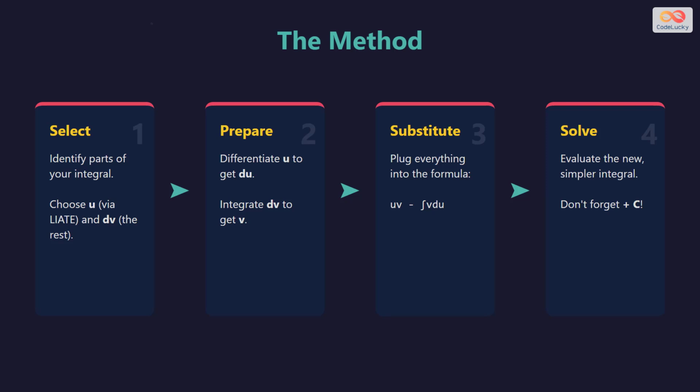Here is the four-step process. First, select your u and dv using the LIATE rule. Second, differentiate u to find du, and integrate dv to find v. Third, substitute these four parts into the formula. Finally, solve the remaining integral, which should be much easier than the one you started with.